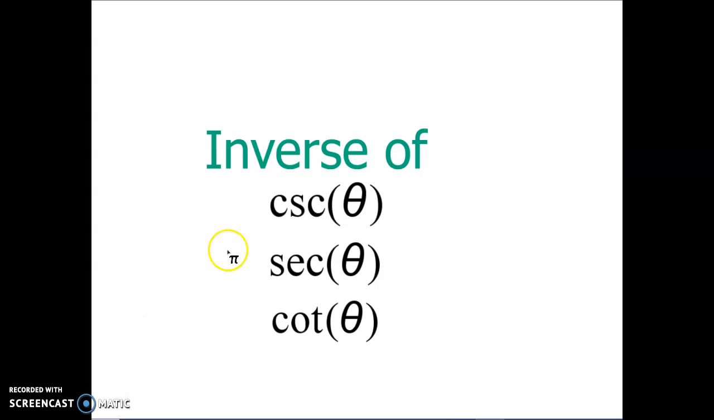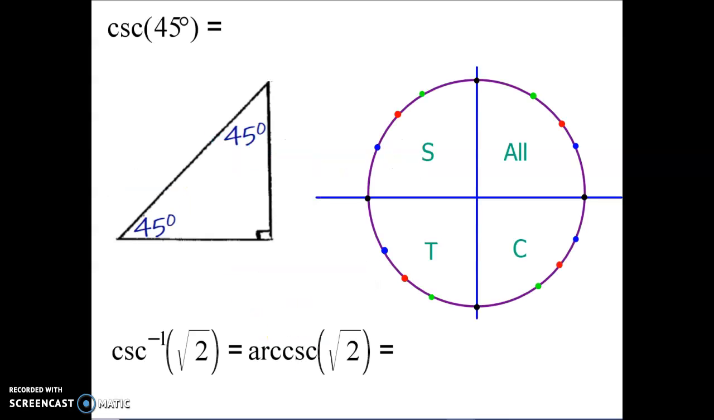In this video, we are going to learn how to do the inverses of cosecant, secant, and cotangent. So let's dive right in. We're going to do this just like we did for the other three. We're going to look at the triangles, we're going to look at what the function does, and then how the inverse relates to the function.